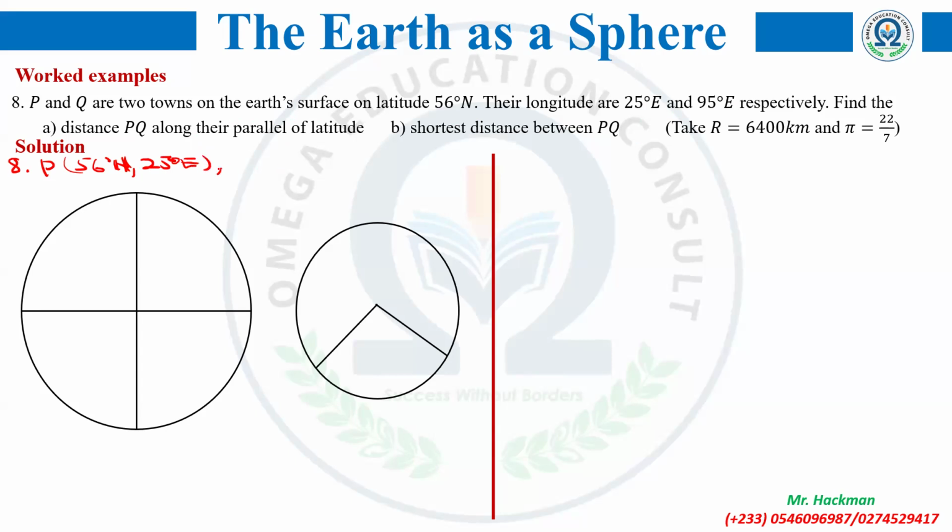Yes, please. And your Q shares the same latitude, 56 degrees north. Remember, it's latitude first, followed by the longitude. And the longitude of your Q, we are told, is 95 degrees east. So this is what we have.